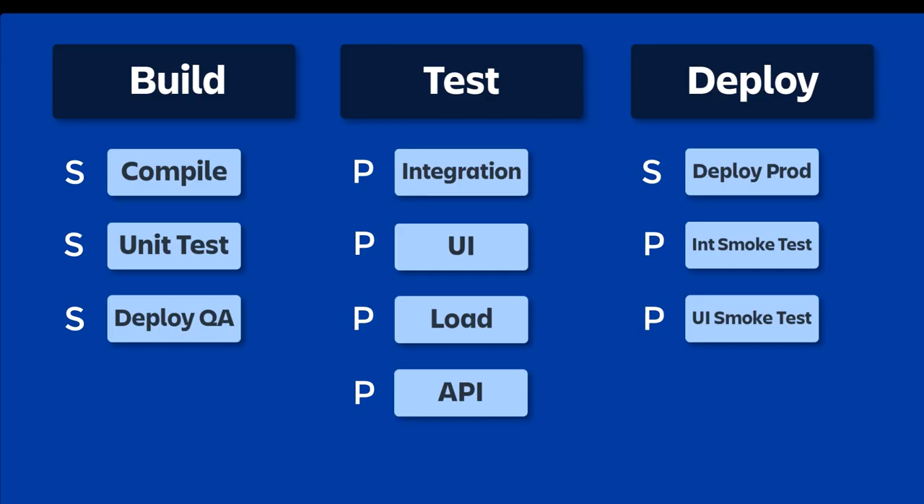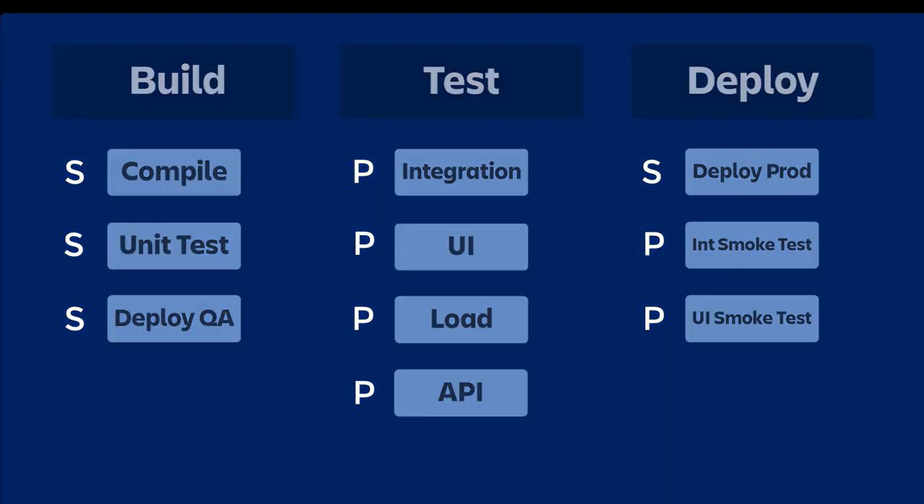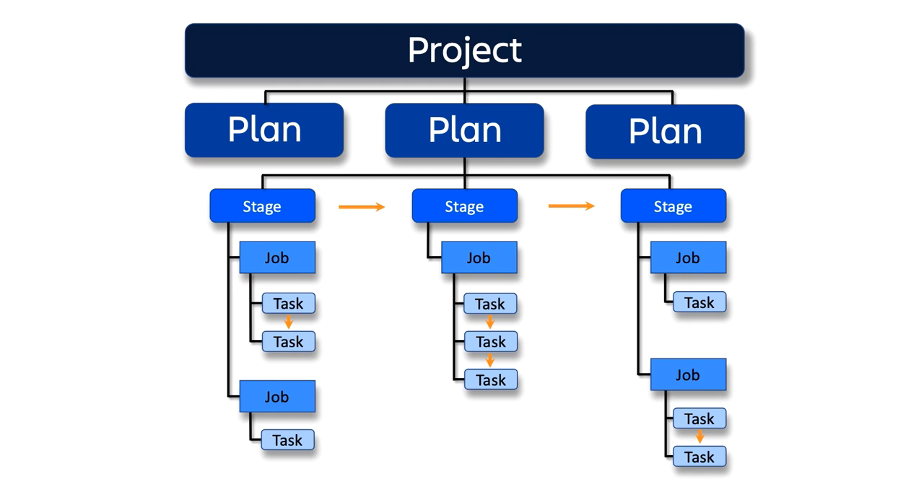Let's take our workflow and apply Bamboo's hierarchy to it. We have all of our tasks and have them labeled as sequential or parallel. Now we need to apply jobs and stages to our workflow. Let's review. Tasks run sequentially in jobs, jobs run in parallel in stages, and stages run sequentially in plans.